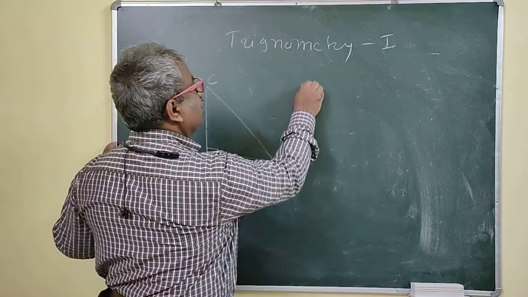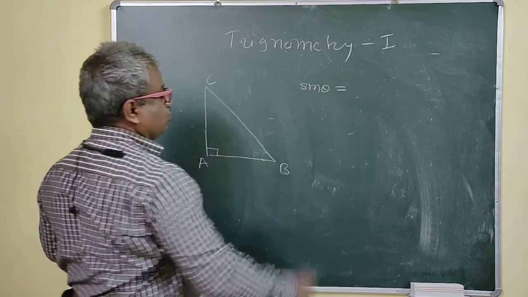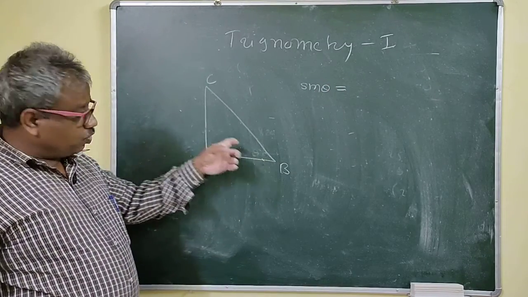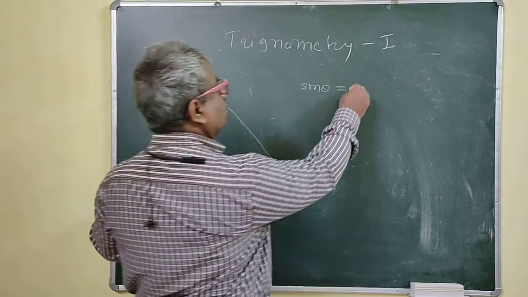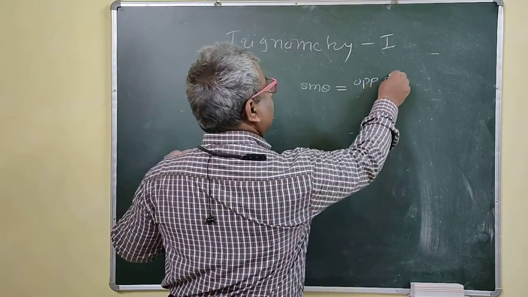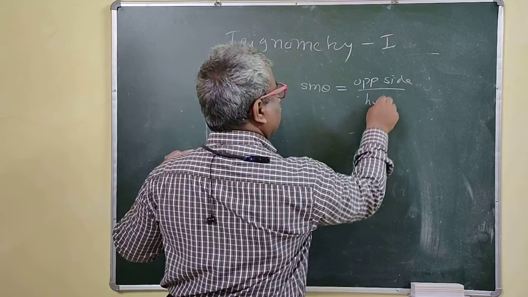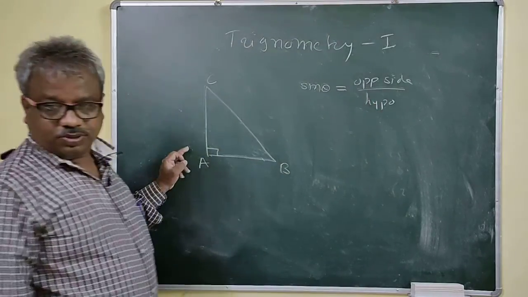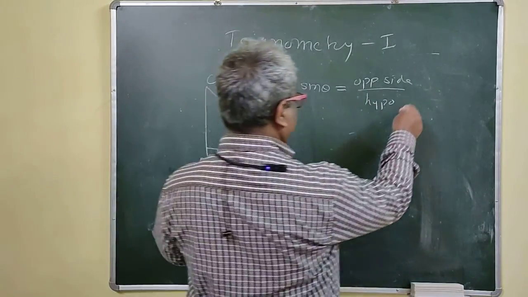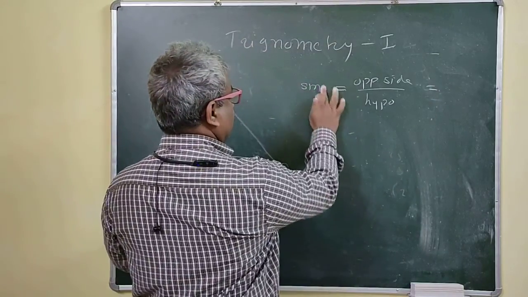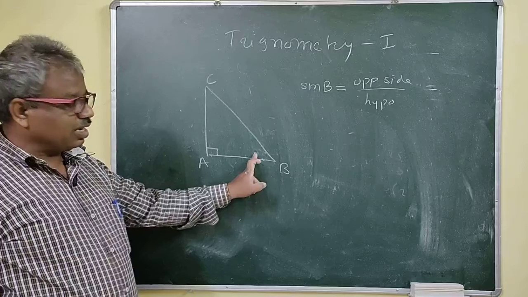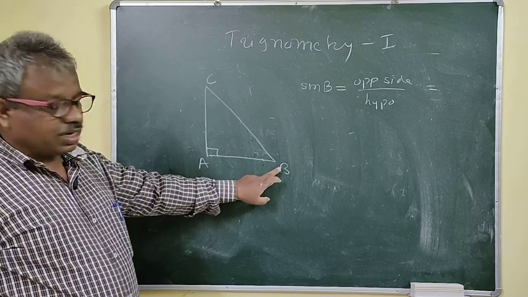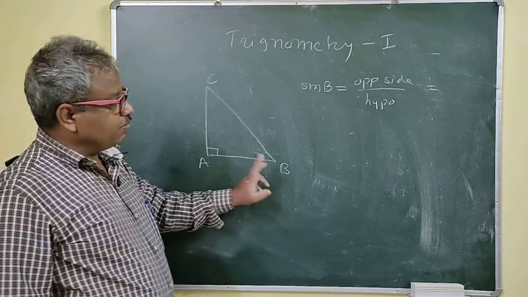So sin theta is opposite side upon hypotenuse, right? So opposite side of angle B. So we'll write B now instead of theta. Otherwise, you have to write theta. So you can write the vertex also, no problem here, right?